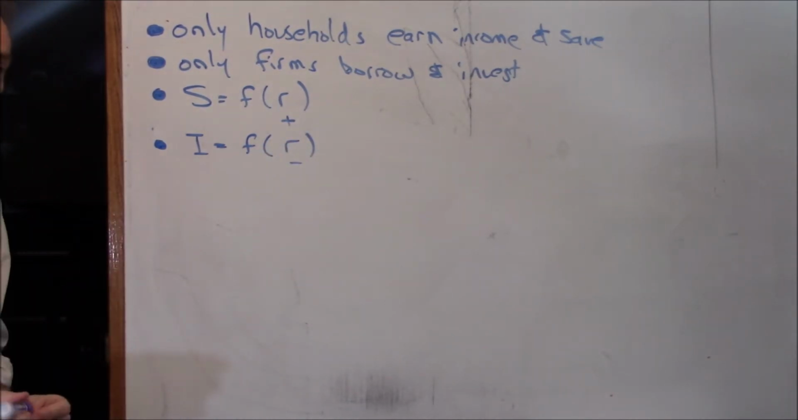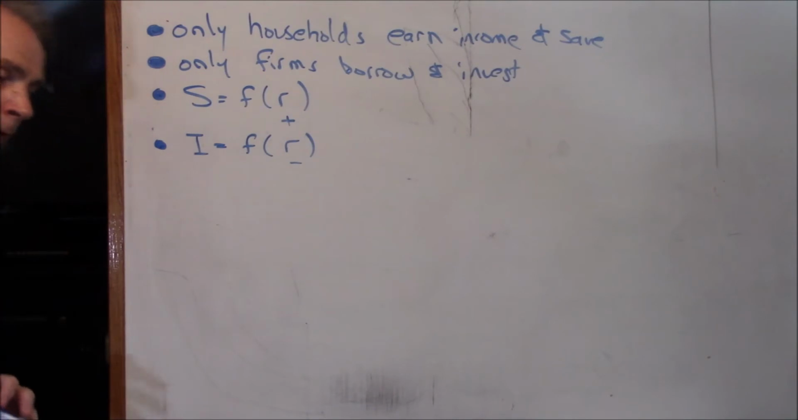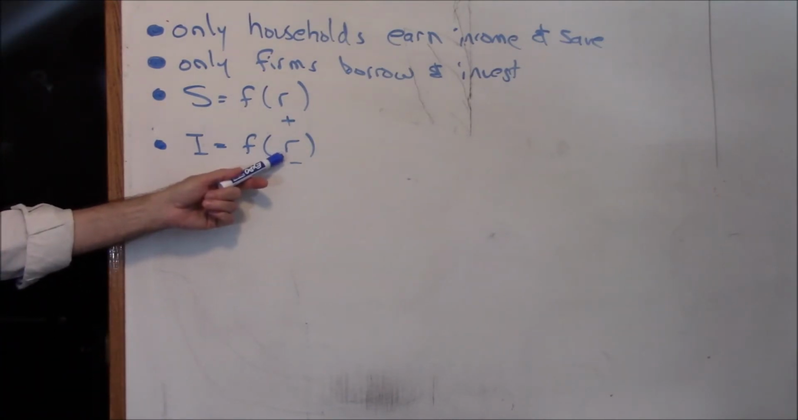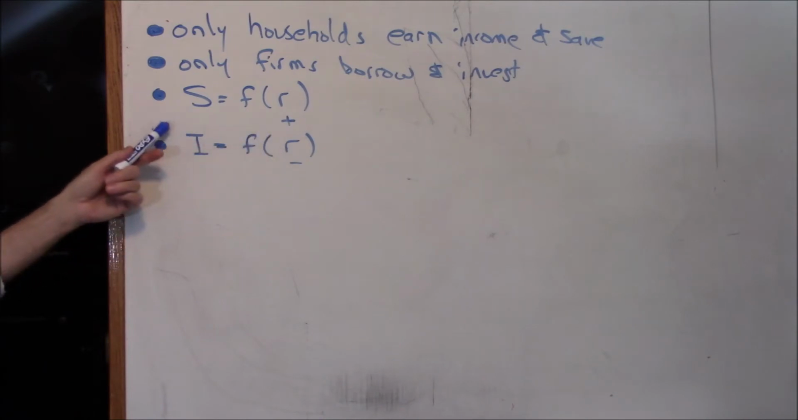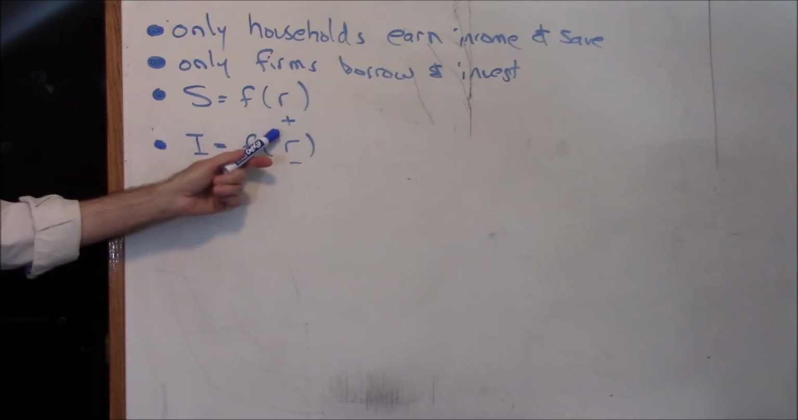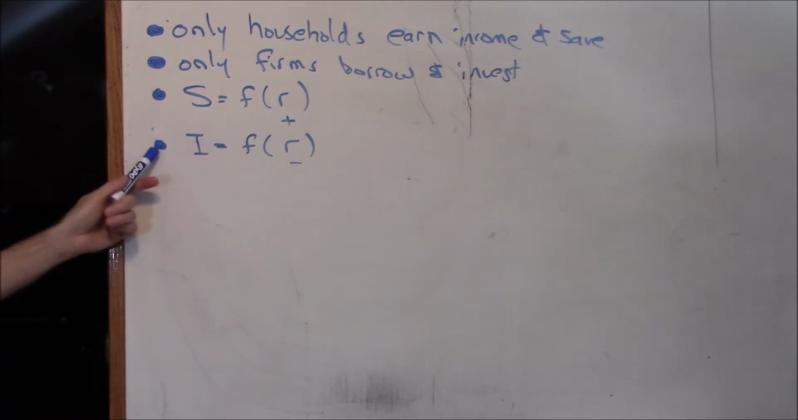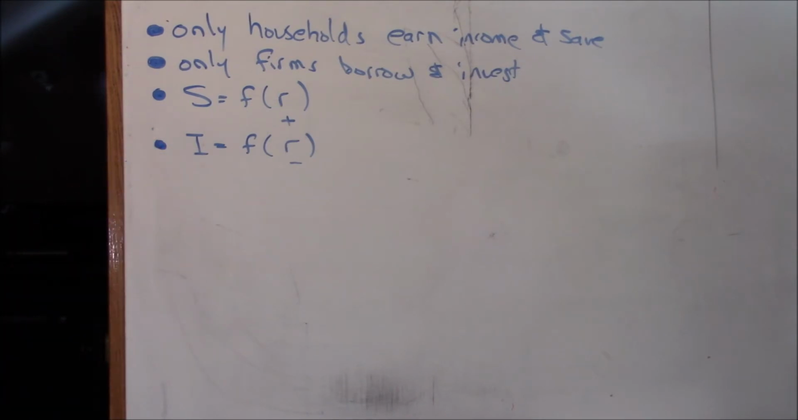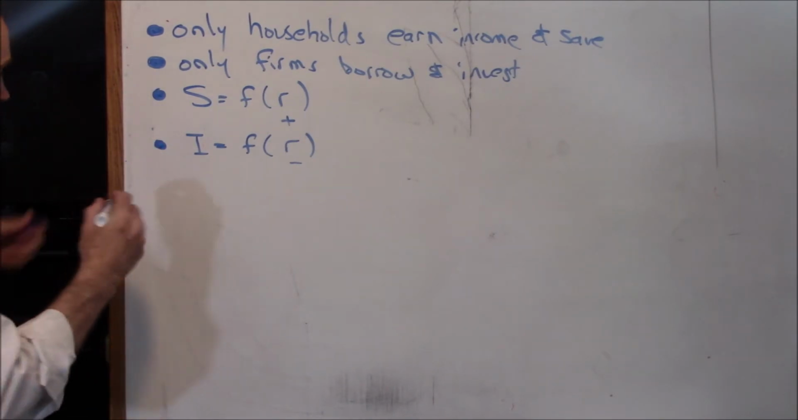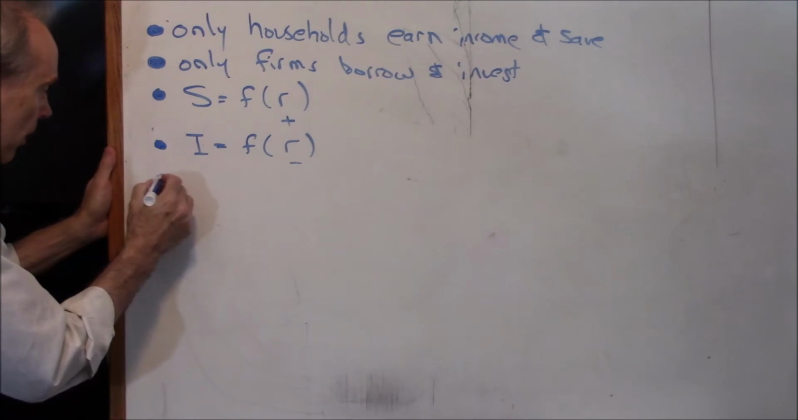Investment is a negative function of the interest rate. If firms have to borrow this money in order to invest, then when it's costlier to borrow the money, when this goes up, this goes down. And when it's cheaper to borrow the money, when this goes down, that goes up. So negative sign here means opposite direction. And here's our 5th important assumption.